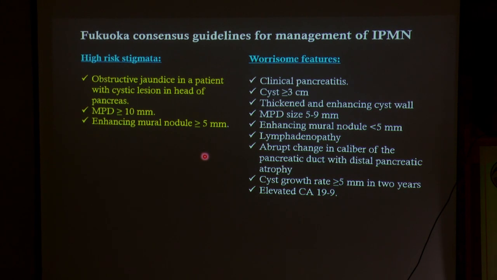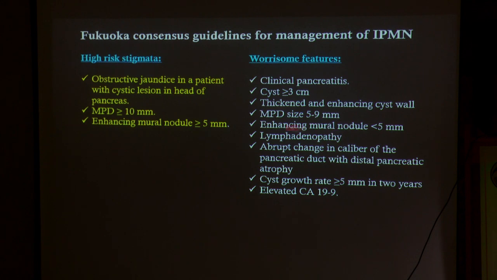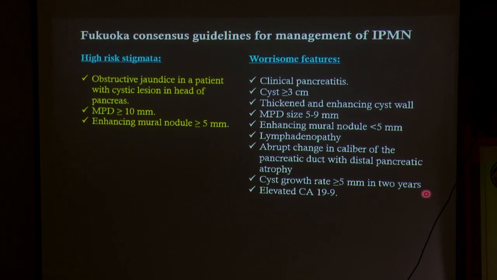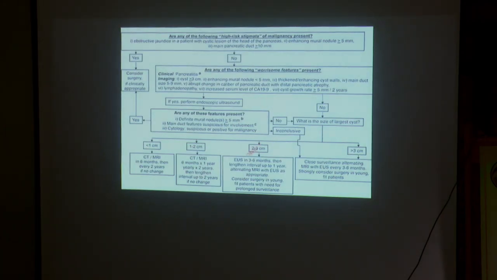And other worrisome features are the presence of clinical pancreatitis, a cyst measuring equal to or more than 3 cm, a thickened and enhancing cyst wall, an MPD size between 5 to 9 mm, or an enhancing mural nodule less than 5 mm, lymphadenopathy, or an abrupt change in caliber of the pancreatic duct with distal pancreatic atrophy, a cyst growth rate of more than 5 mm in 2 years of follow-up, or elevated CA 19-9. So this is the flow chart in the management.